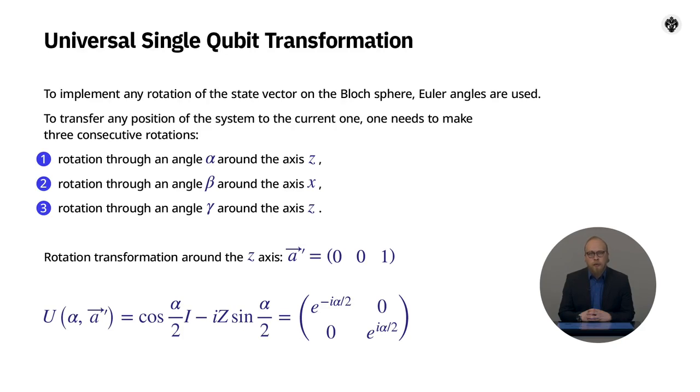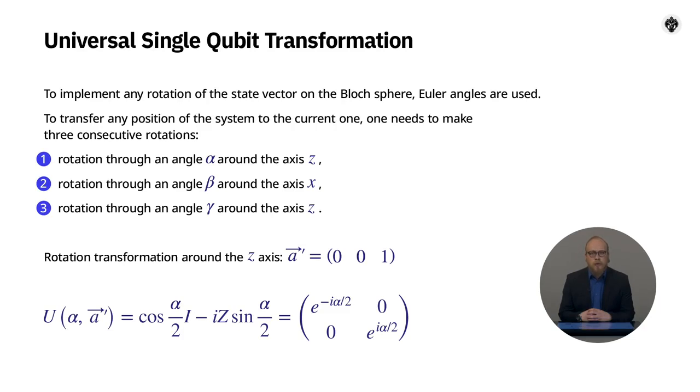To implement any rotation of a vector in space, Euler proposed using 3 rotations. First, rotate by the angle alpha around the z-axis. Then, rotate through the angle beta around the x-axis. And finally, rotate by the angle gamma around the z-axis. These angles are called Euler angles. The choice of these angles allows you to bring the vector to any position.